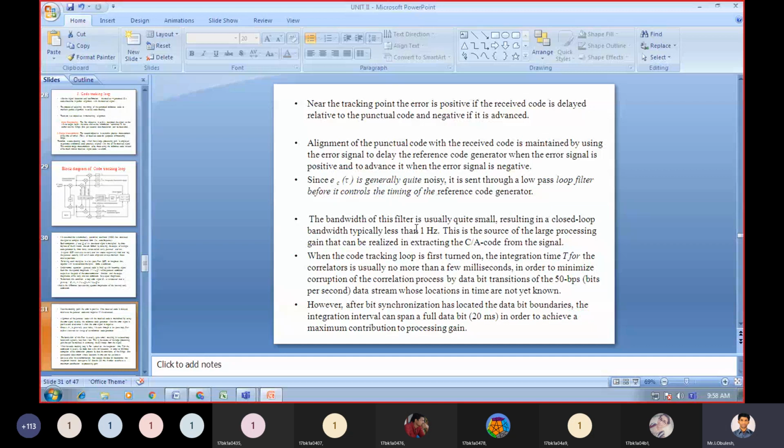However, after bit synchronization has located the data bit boundaries, the integration interval can span a full data bit in order to achieve a maximum contribution to processing gain.